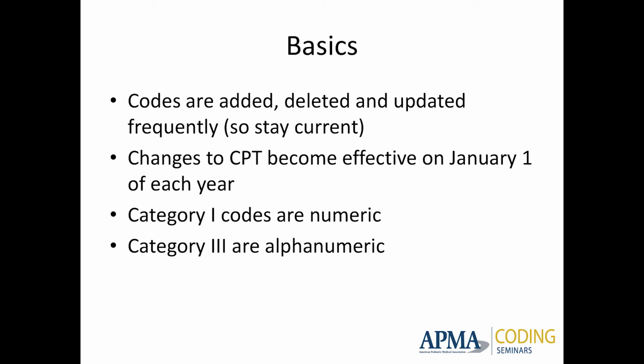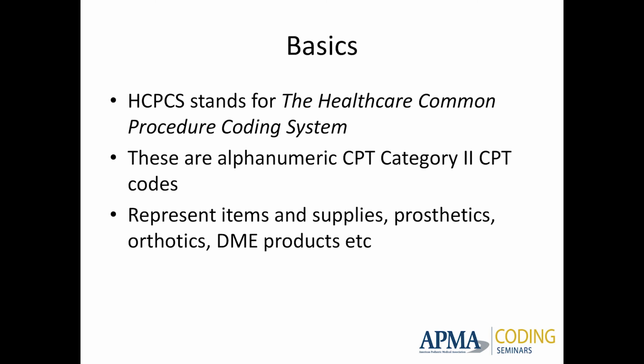Category 3 codes are alphanumeric, and HCPCS, the Healthcare Common Procedural Coding System, are alphanumeric codes too, and we'll talk about those a little bit later. They're the codes that have the DME aspects, skin substitute products, things along those lines are in the HCPCS codes.